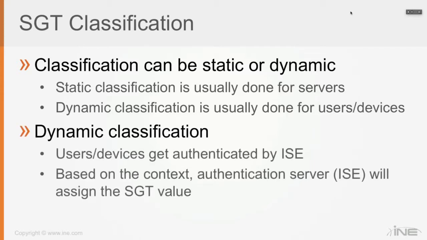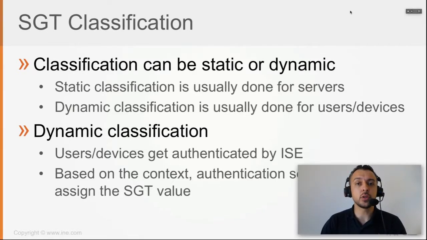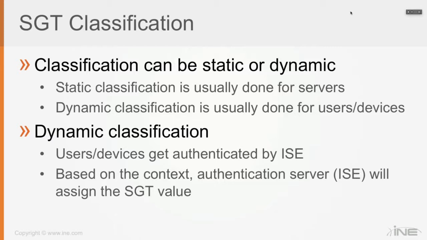And dynamic classification, so assigning SGT values to users or devices, is going to be done by ISE. So what happens is that when a user gets authenticated or a device gets authenticated, based on the context of that user, ISE is going to assign an SGT value of 9 or of 19 or of 25. So based on that combination of who's the user, what kind of device, from where did it connect, when did it connect, and how did it connect, I'm going to assign to the same user maybe different SGT values. So that was the classification part.